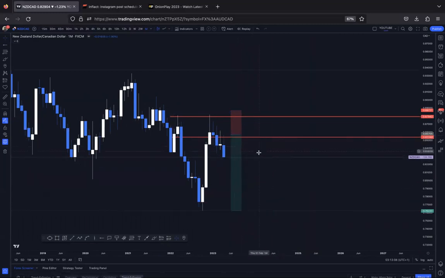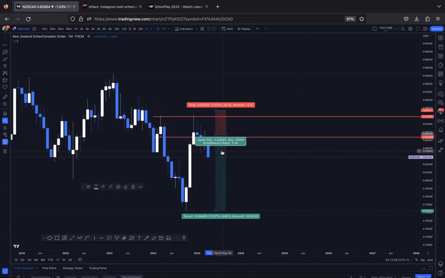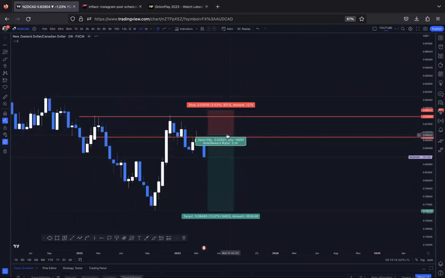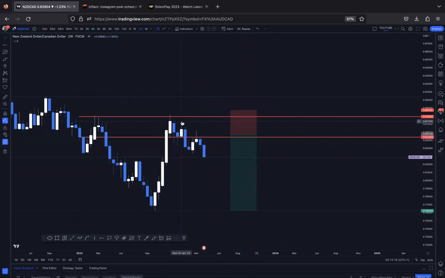So yes, this could be the ultimate trade, right? The ultimate trade here. But then if you go down to the bi-weekly time frame, the market presents another opportunity where we have another zone. So this is a weekly zone here.